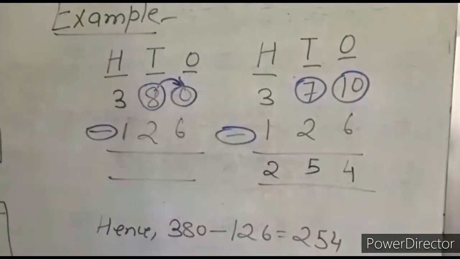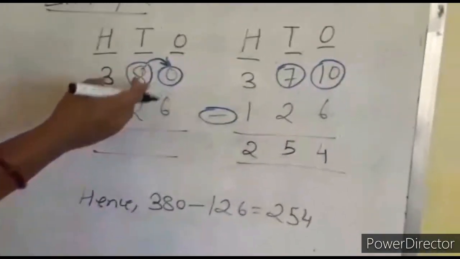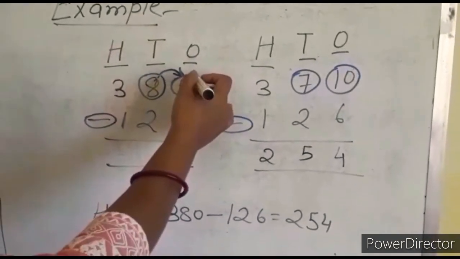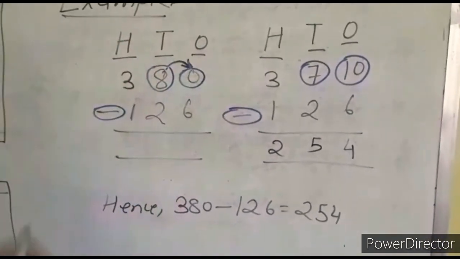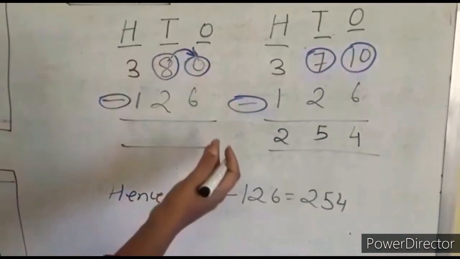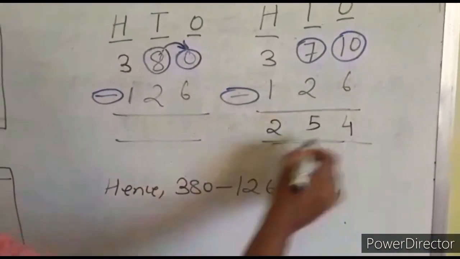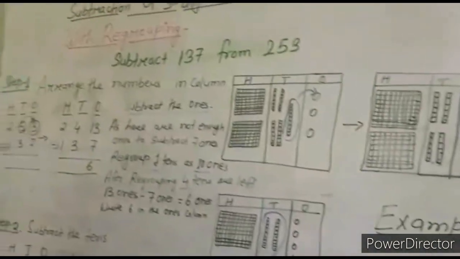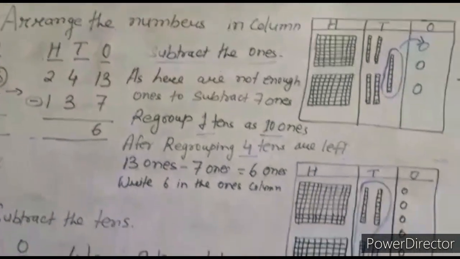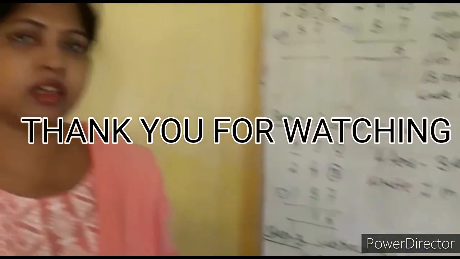So whenever you subtract numbers with regrouping, you have to regroup the numbers like this. If the top number in the ones place is smaller, then you have to regroup the number. Then after that you just subtract the numbers like this. Hope all of you understand the subtraction of 3-digit numbers. If you have any problem, you can ask me. Okay, for today I just finish my class. Thank you.